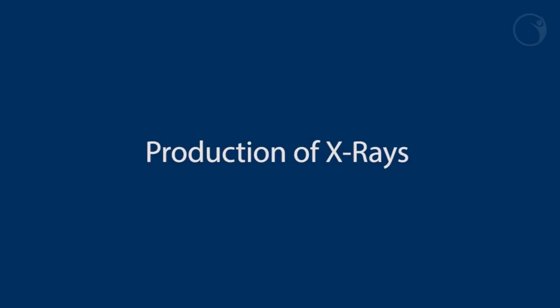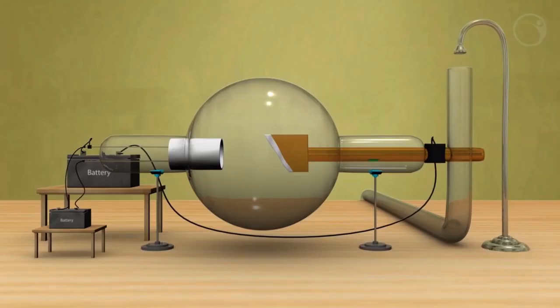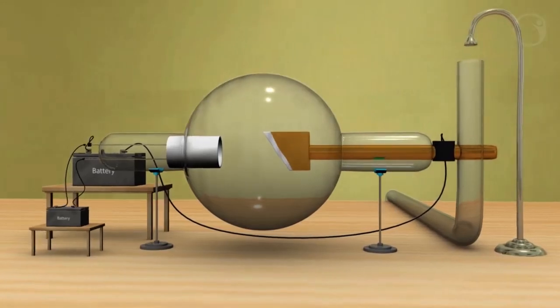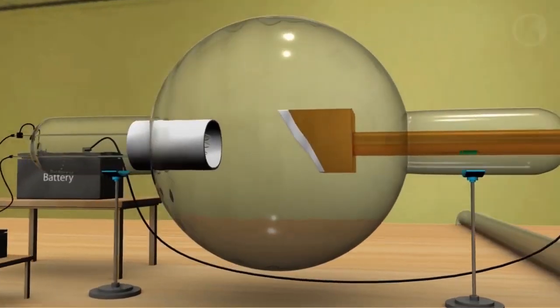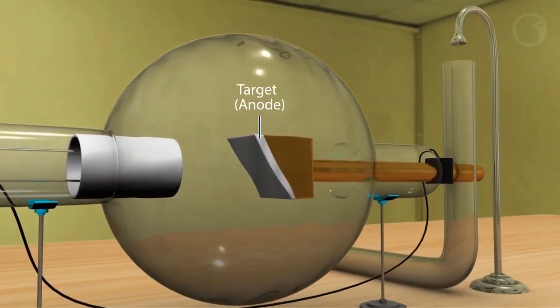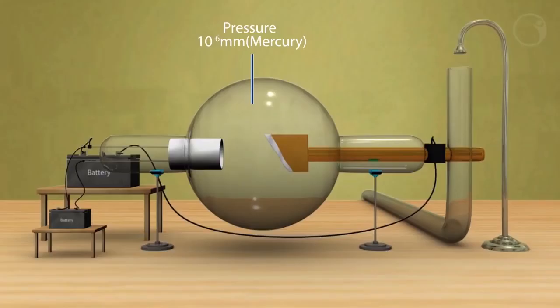Production of X-rays. The lab setup shown here was designed by Coolidge, and hence it is called the Coolidge tube. It contains a highly evacuated glass bulb containing a cathode, which is a tungsten filament, and an anode, which is a target made up of metal of high atomic weight. The pressure inside the bulb is maintained at 10 to the power of -6 millimeters mercury.